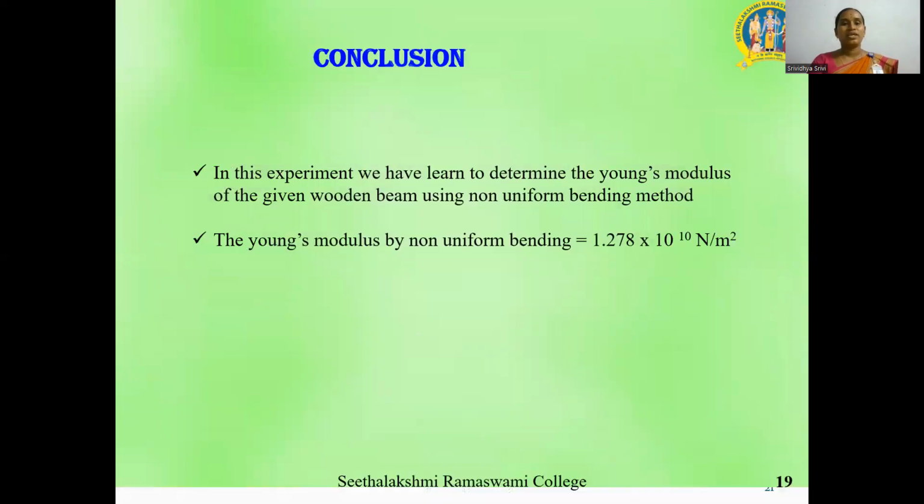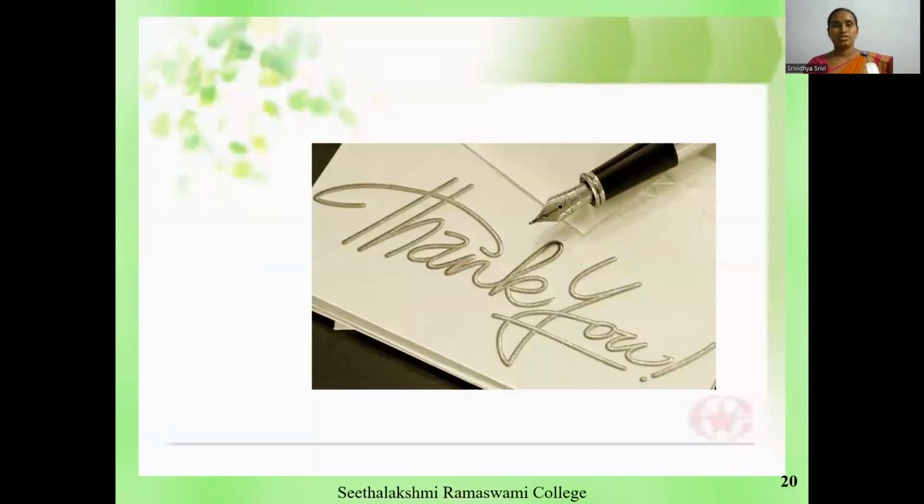Finally, I conclude that in the experiment, we have learned to determine the Young's modulus of the given wooden beam using the non-uniform bending method. The Young's modulus by non-uniform bending has an approximate value of 1.278 into 10 power 10 Newton per meter square. Thank you.